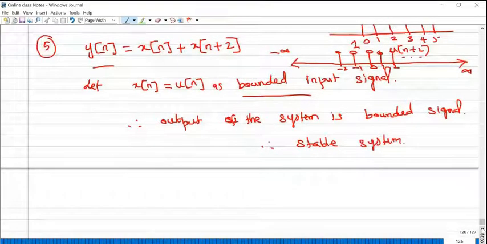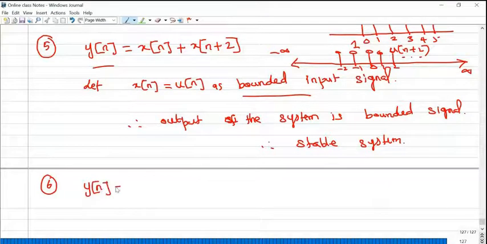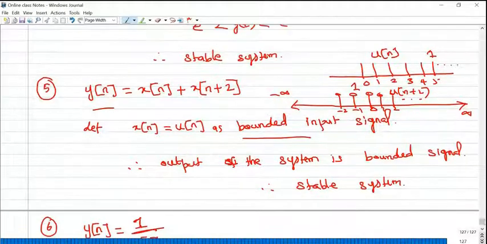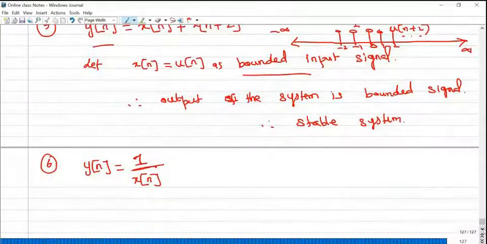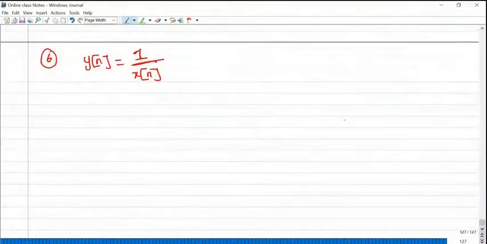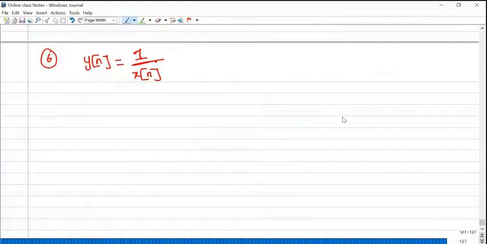The last one. y of n equal to 1 by x of n. Now we have to comment about the stability of the system. Stable system represents for any bounded input signal, not a particular bounded input signal. They have to check all possible bounded input signals. The system should give a bounded output signal. So then only the system is stable system.